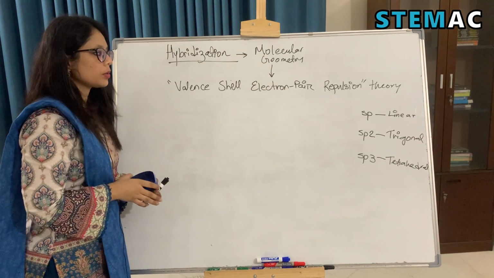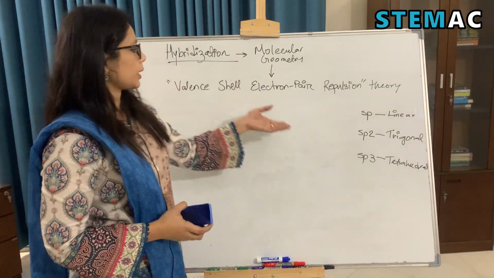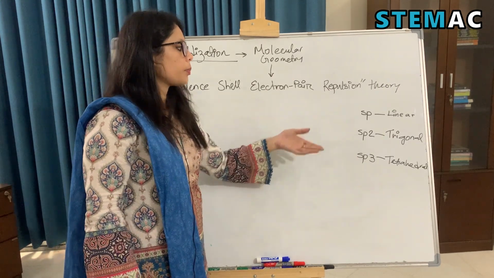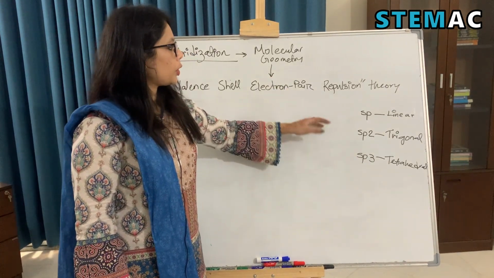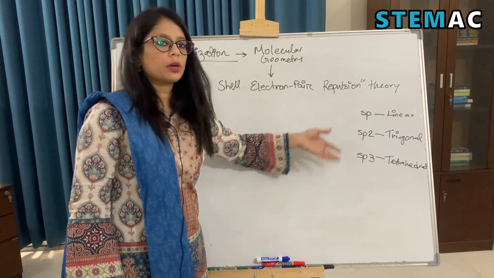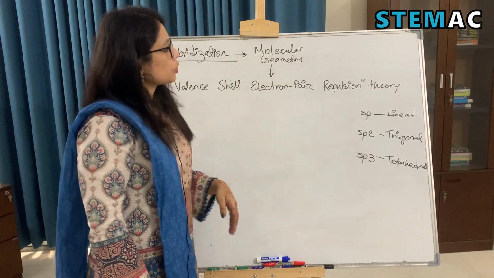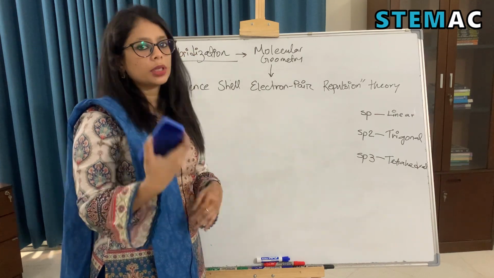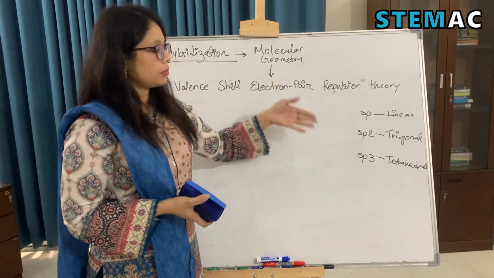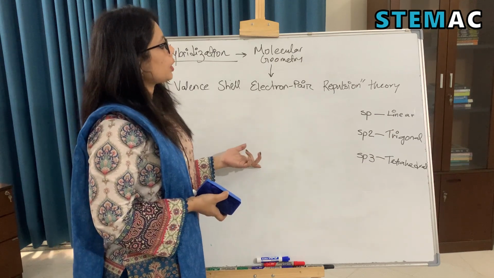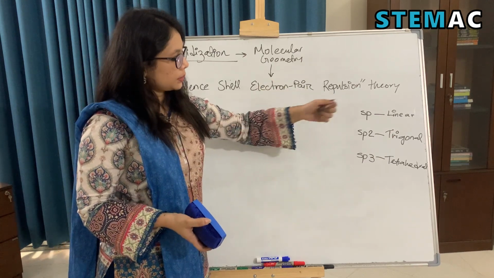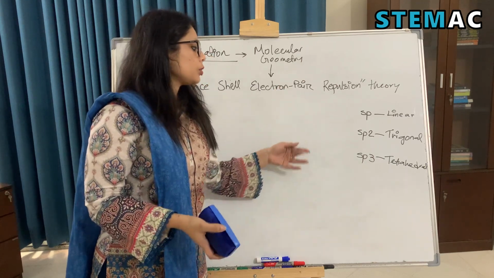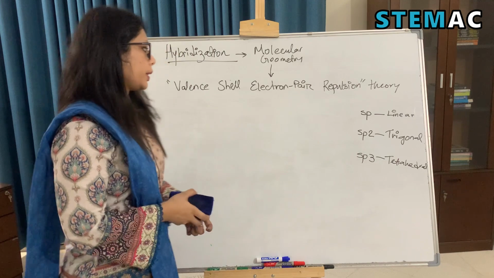From hybridization, we saw that hybridization helps us guess the shape of different compounds. So the shape of different compounds means the molecular geometry. The molecular geometry is determined only by the bonding and lone pair electrons around the central atom. From that, we saw that sp gives a linear shape, sp2 hybrid molecules give a trigonal shape, and sp3 gives the tetrahedral shape.